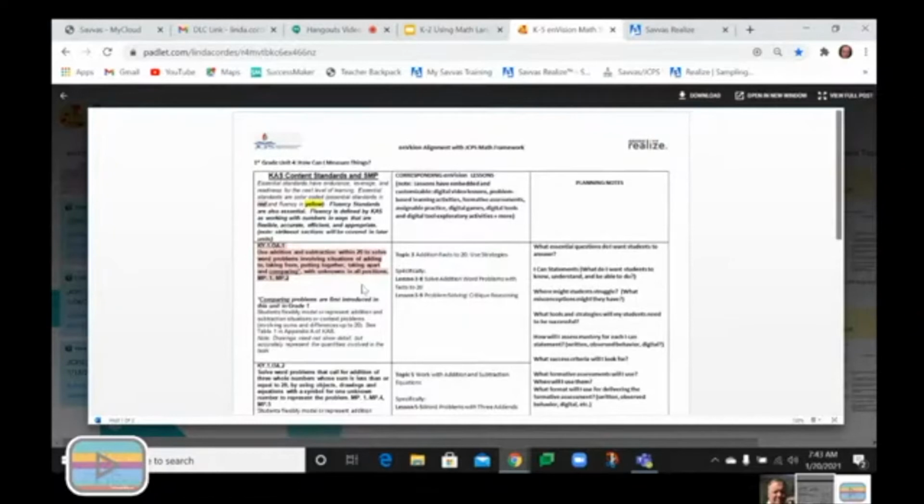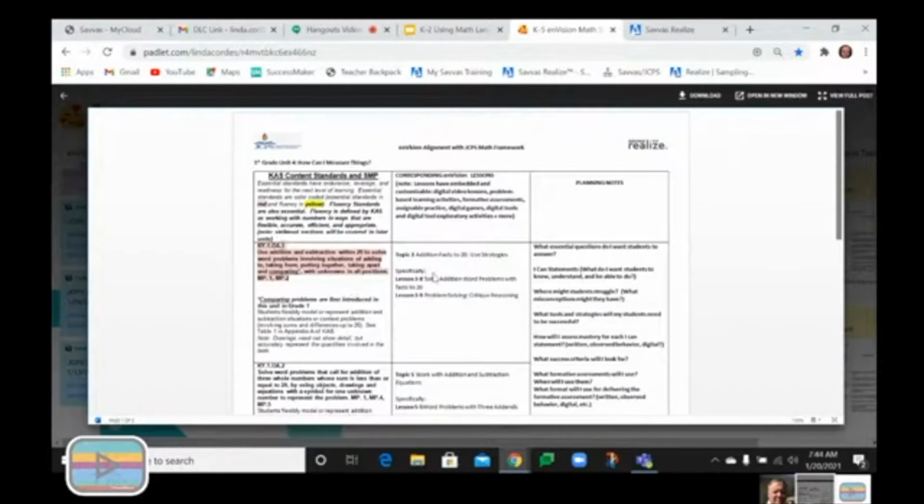So we're gonna look at this standard here, which is using addition and subtraction within 20, solve word problems that involve situations of adding to, taking from, putting together, taking apart, and comparing, and here's the kicker, with unknowns in all positions. That's kind of challenging to kids because they're used to seeing it in one specific way, and now it's like all over the place. And that's why that's an algebra standard.